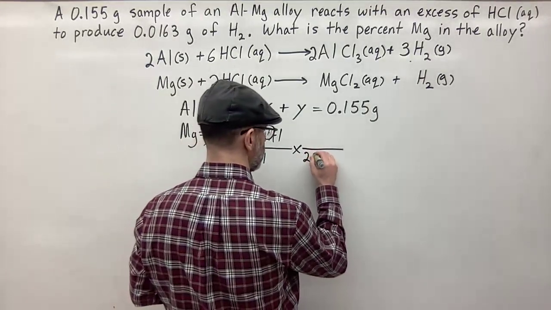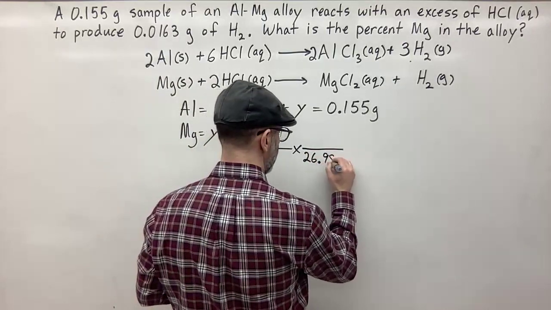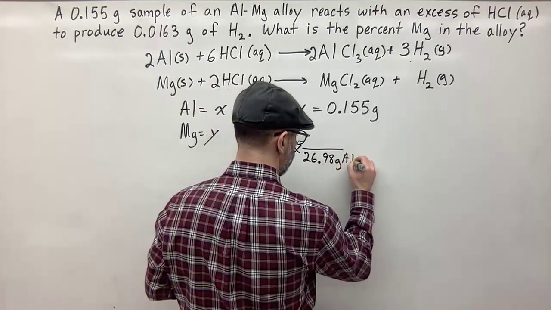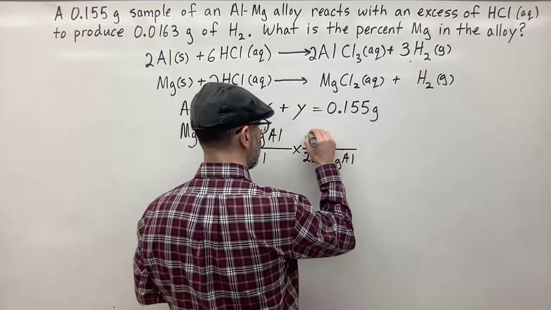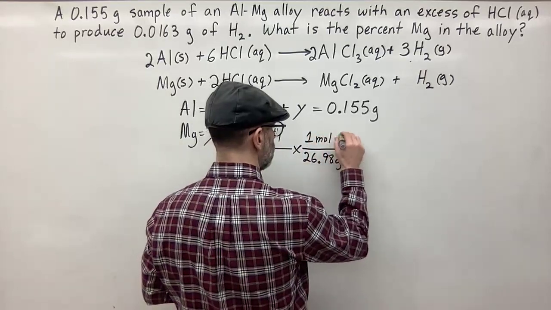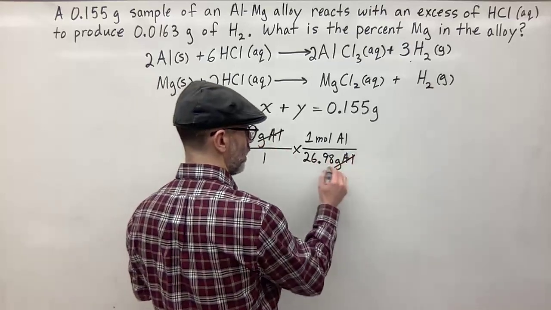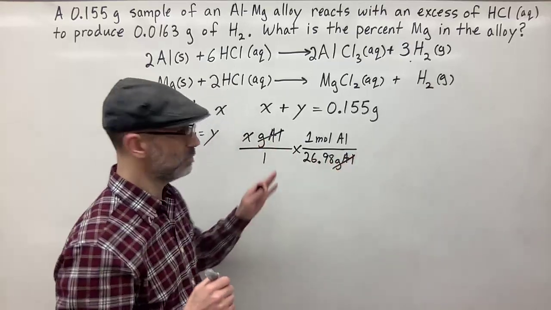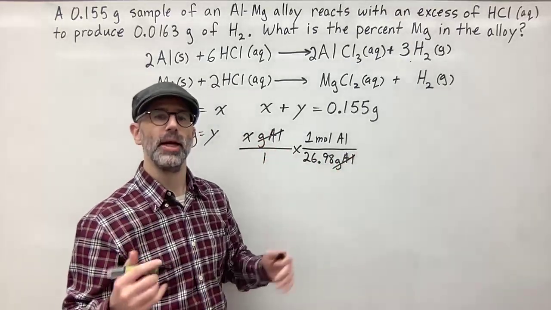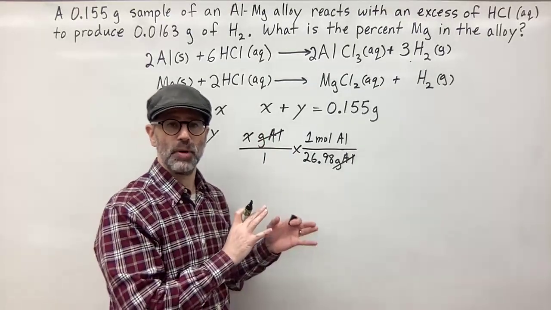So 26.98 grams of aluminum on the bottom and 1 mole of aluminum on top. So grams of aluminum cancel out, and now I have moles of aluminum. Now I'm done with the first part.